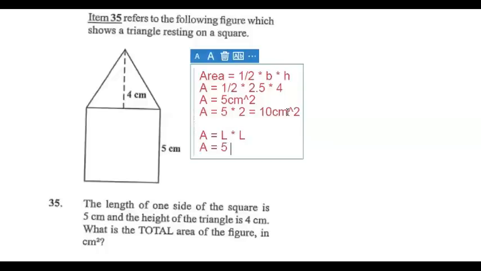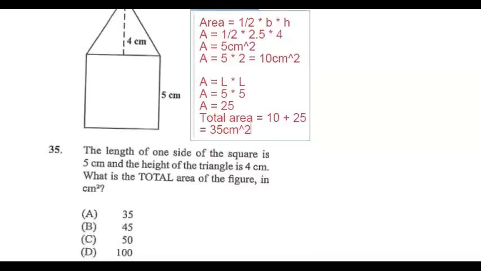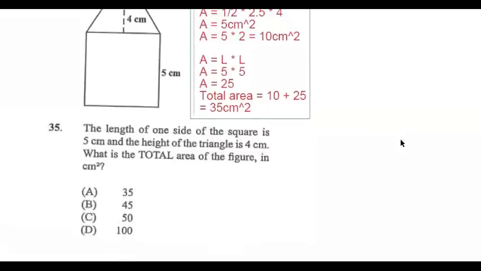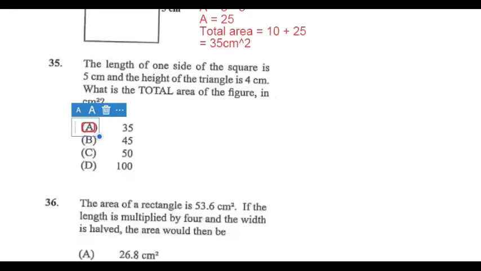So that would be 5 multiplied by 5, and 5 5s are 25. So therefore the total area is equal to 10 centimeters squared plus 25 centimeters squared, and that is equal to 35 centimeters squared, and that is our answer. Therefore our answer for 35 is A, and we are moving nicely along.